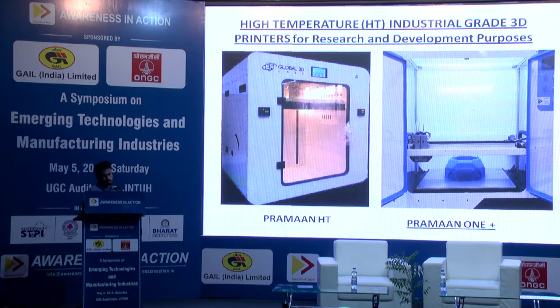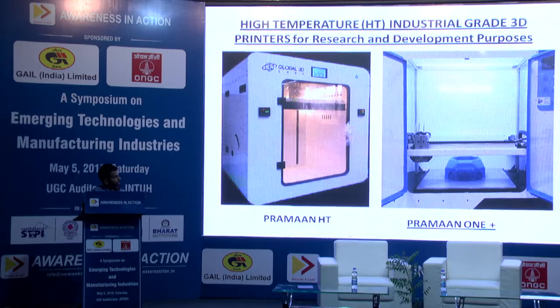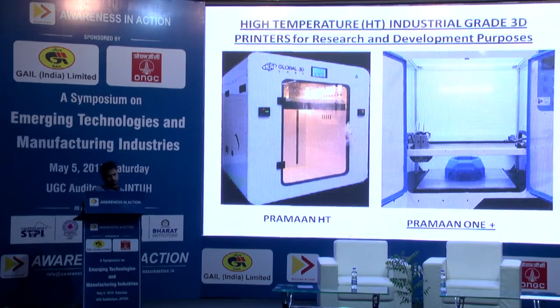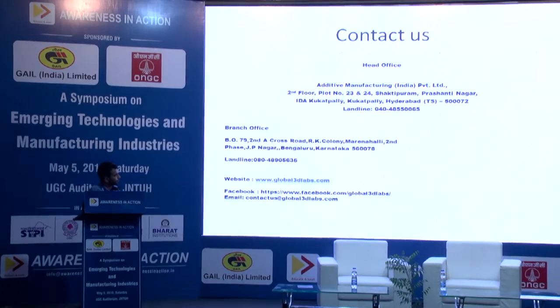Praman HT means Praman high temperature, which can print high temperature parts. It can go up to 450 degrees Celsius. You can print carbon fiber, any composites, any metal composites, and PEEK can be printed in this particular printer. It has different chambers which maintain the temperature, and that's the largest printer that we have, and we are also one of the companies right now which manufactures a 1 meter printer in India.